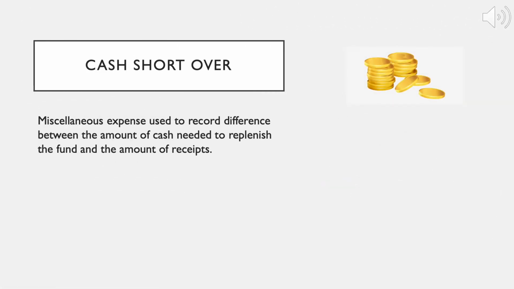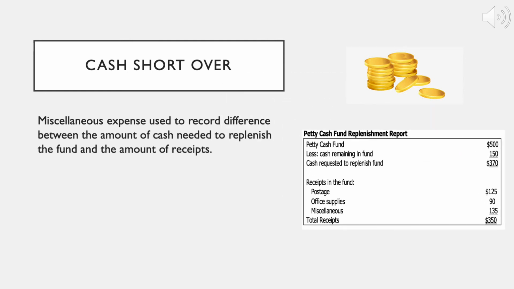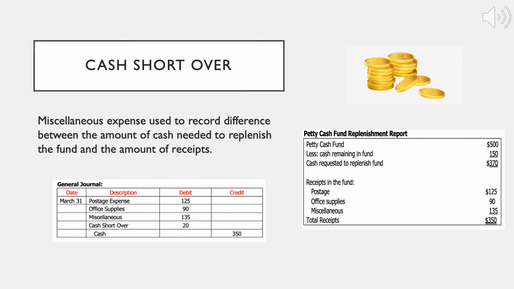Alternatively, a cash short over example: cash short over is a miscellaneous expense account used to record the difference between the amount of cash needed to replenish the fund and the total of the petty cash receipts at the time the petty cash fund is replenished. The following corrections are made to the petty cash fund replenishment report and the general journal.